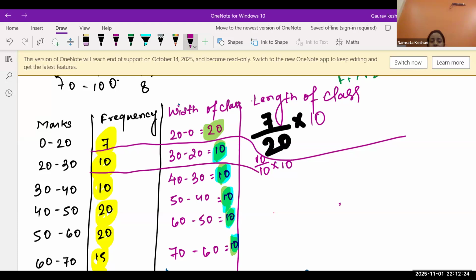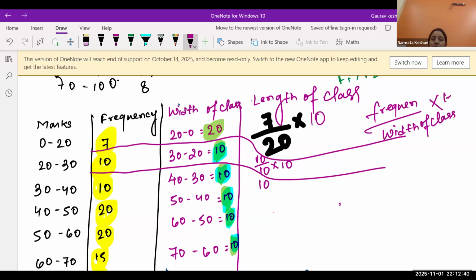Okay, next. Ma'am, so we have to do frequency by width of the class into the least width which you have fixed. Making sense? Yeah, ma'am. Every time you have to do the same. So 10 by 10 into 10. Similarly, 20 by 10 into 10. Similarly, this 20 by 10 into 10. And we'll do the calculation.